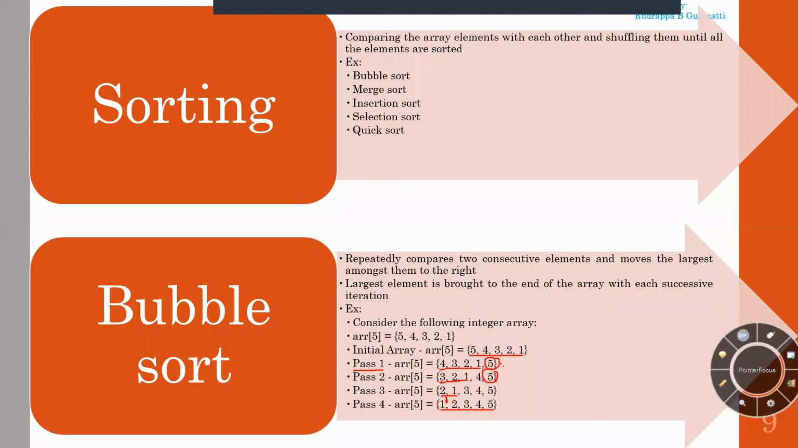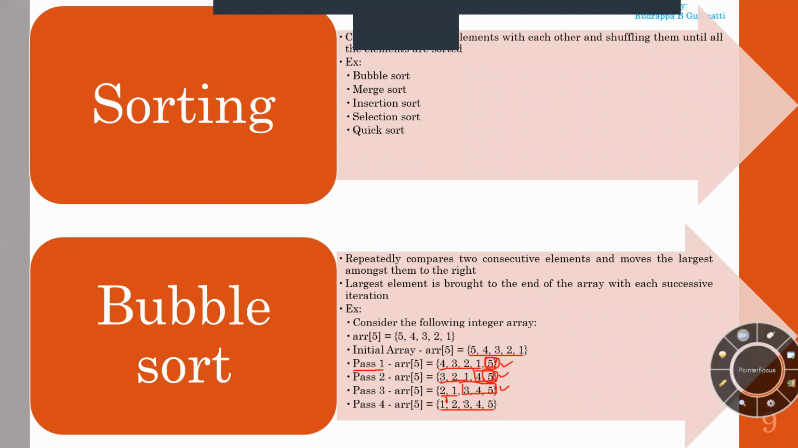As and when we move through the passes, the largest number bubbles down. After this pass, no need to compare this one, as it is anyways larger than the previous elements. After pass 2, these 2 elements are larger compared to the other elements, so no need to have a comparison over there. Again, the same logic.